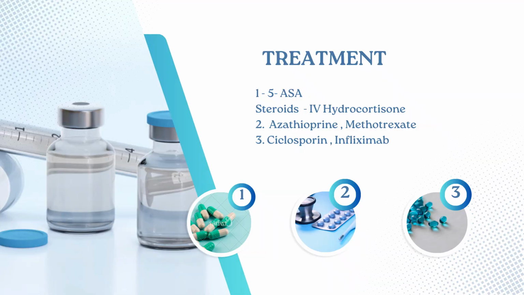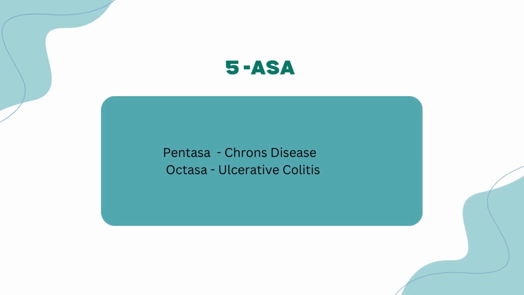Treatment of Crohn's disease is similar to ulcerative colitis in that we give corticosteroids, 5-aminosalicylic acid, and steroid-sparing agents, and cyclosporin and infliximab if they're refractory to steroids and steroid-sparing agents. But it's important to remember that the 5-aminosalicylic acid formulations we give here in Crohn's are different. In Crohn's, we give Pentasa, and in ulcerative colitis, we give Octasa.